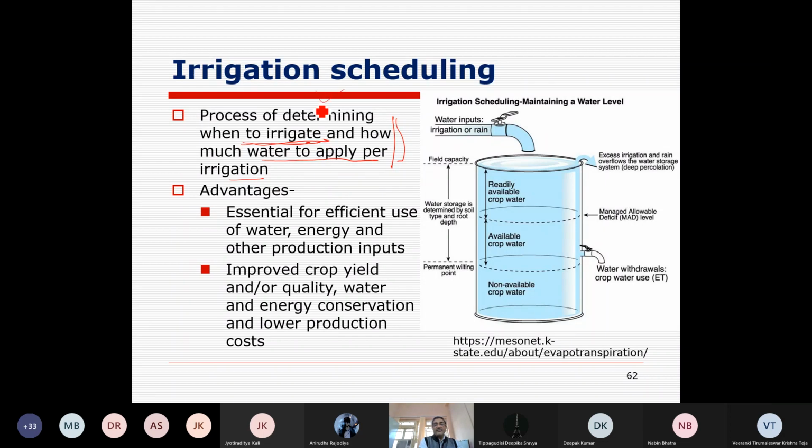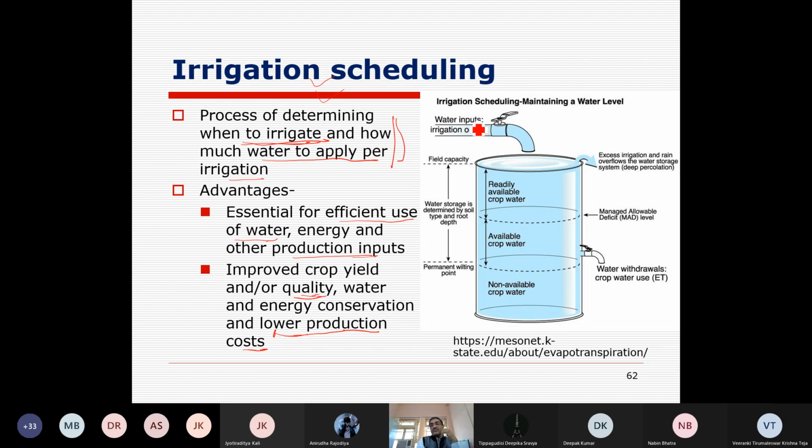What is the advantage of irrigation scheduling? It is essential for efficient use of water, energy and other production inputs, like when to prepare the field, when to go for transplanting or planting or sowing, and how much water should be used to irrigate this time, next time and onward. Scheduling also improves crop yields as well as quality, water and energy conservation, and reduces production cost.